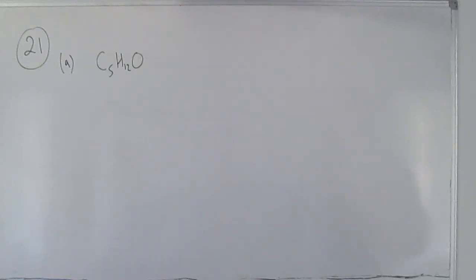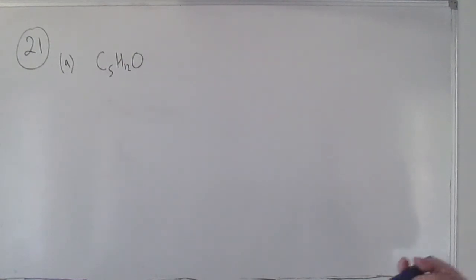Question 21 in part A is asking us to write down the structures of 4 different compounds which all share that molecular formula and which are all primary alcohols, meaning that the carbon with the OH is at the end of a chain, so it has only one other carbon attached. So when you get questions like that, the thing to do is to try to be systematic.